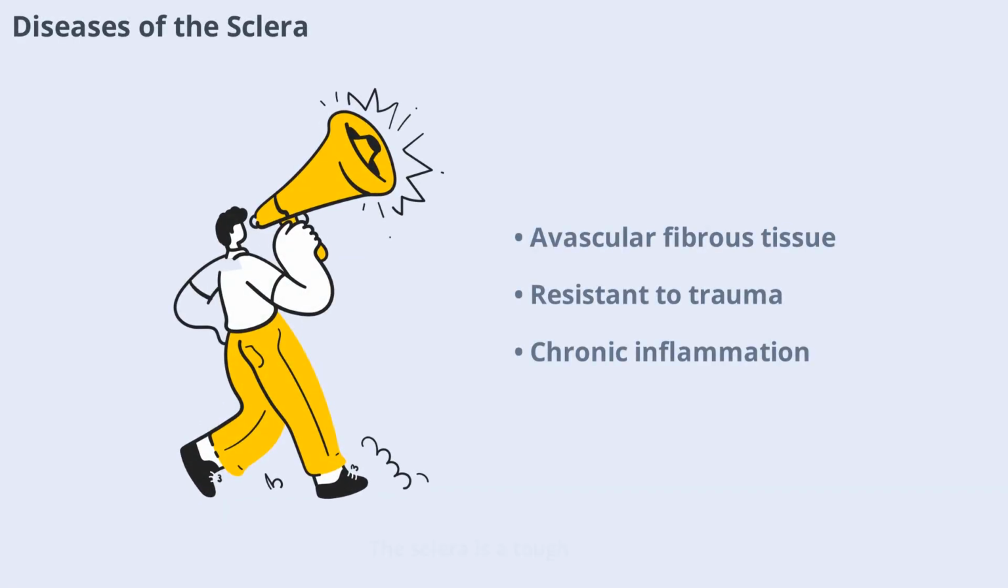The sclera is a tough, avascular, fibrous tissue that forms the white part of the eye. Because of its structure, it is relatively resistant to trauma and infection, and its inflammations are rare and usually chronic. When scleral disease does occur, it often presents as a slow, persistent process requiring careful evaluation and management.